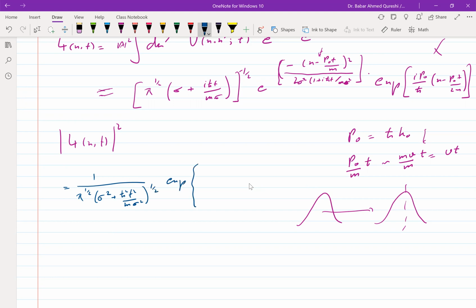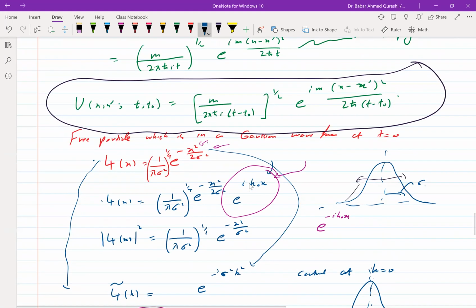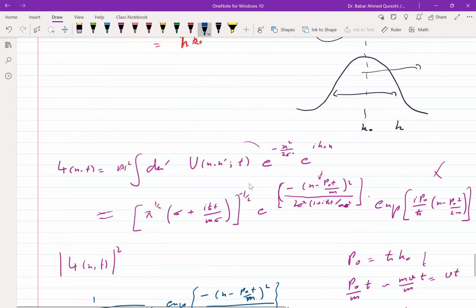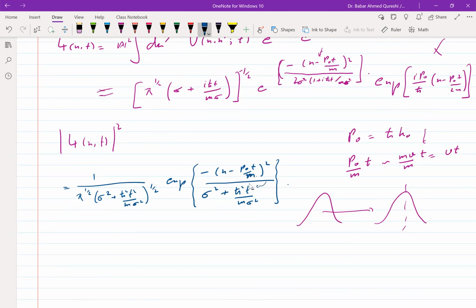And exponent over m square, and divided by sigma square plus h bar square t square over m sigma square. So what you see, you had a width of it over here. Whatever is coming down, sigma square, is its standard deviation. That standard deviation is increasing with time. If you give it more time, that standard deviation increases.